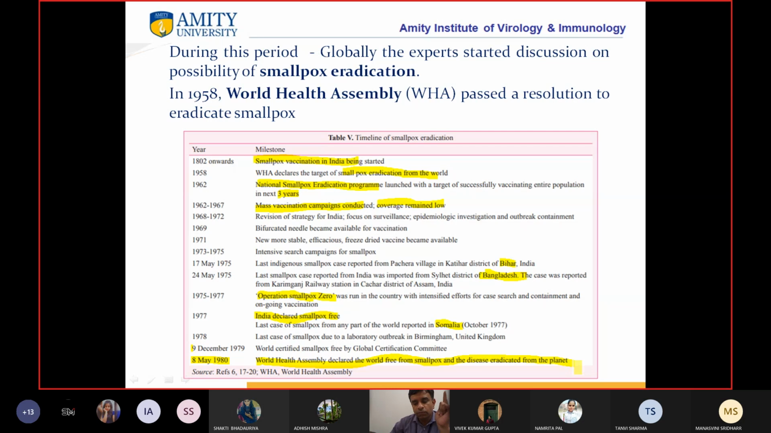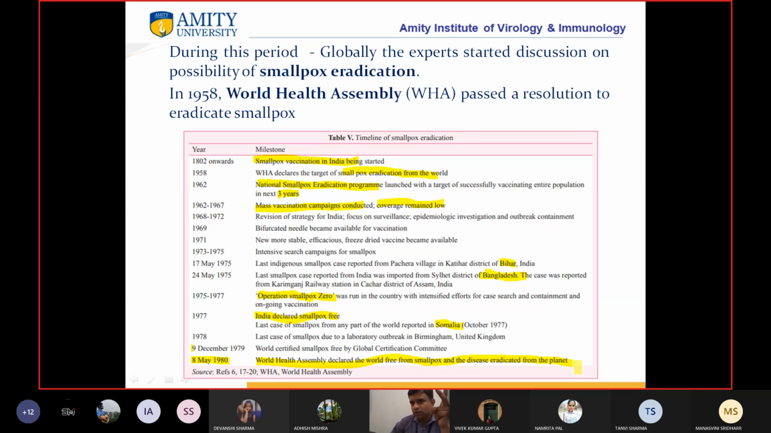Okay, but even after this, there were two labs in the world which kept the stock of that virus, which is the smallpox virus. So one is at the CDC, Centers for Disease Control and Prevention, in Atlanta in the US, and the other is a state research laboratory of viruses in Russia.